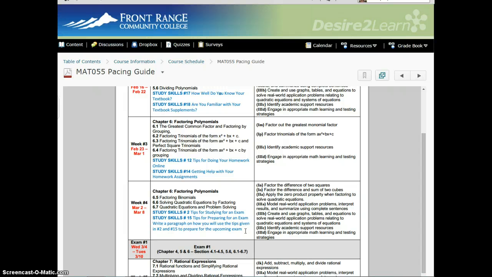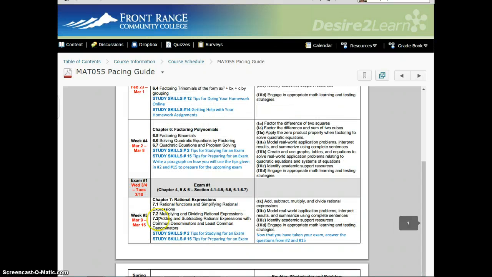And then after you complete the test, we are going on to our Week 5 work, rational expressions. What's another word for rational expressions? They're fractions. Basically, a rational expression is a term that looks like a fraction. And we're going to be looking at these various topics to begin with.